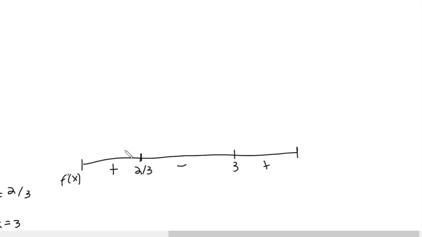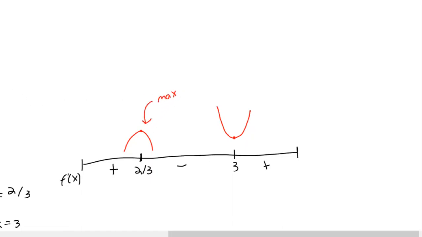Okay, so I look at this, and I see, well, which one's producing the local max, local min? So here, it's positive, so it's increasing, caps out, and then it's decreasing again. Here, it's decreasing, bottoms out, and then increases. So this one is the max.